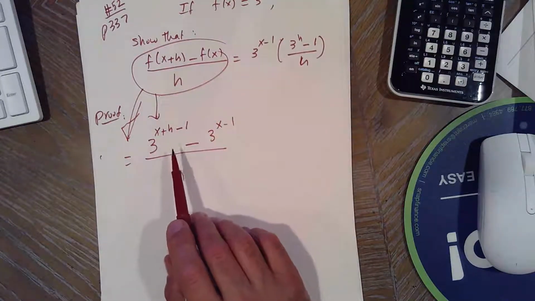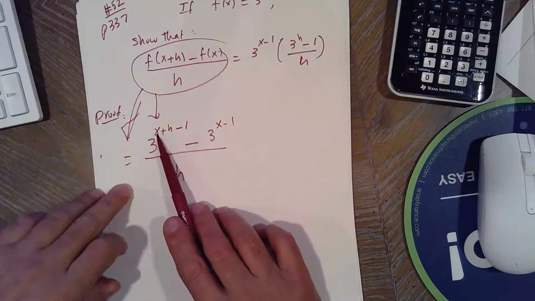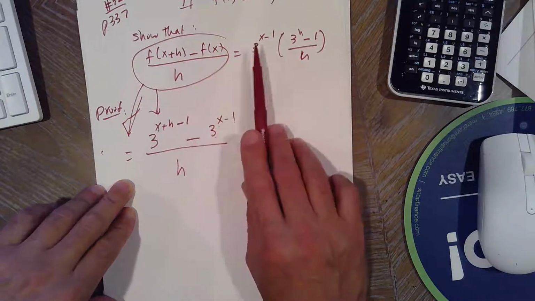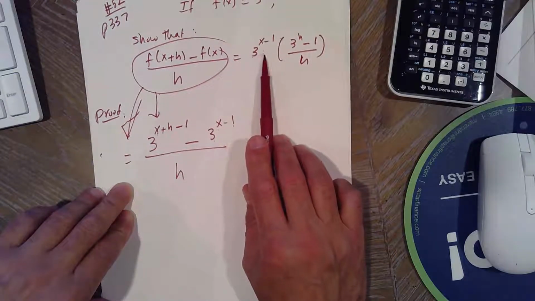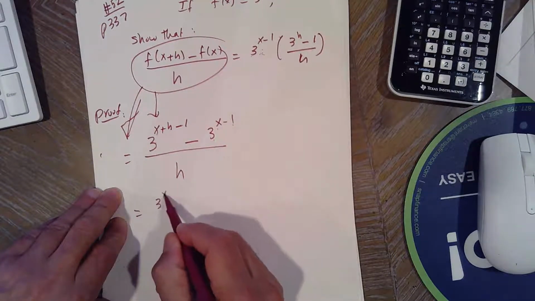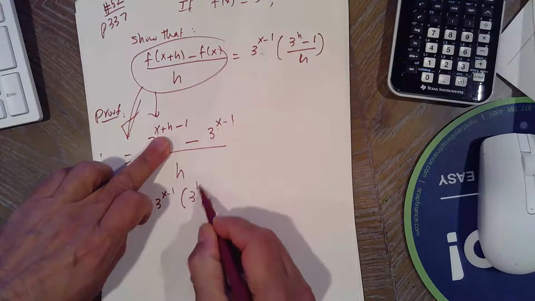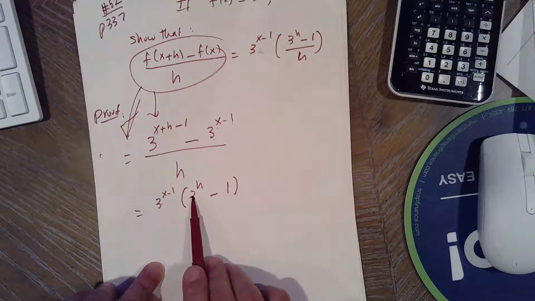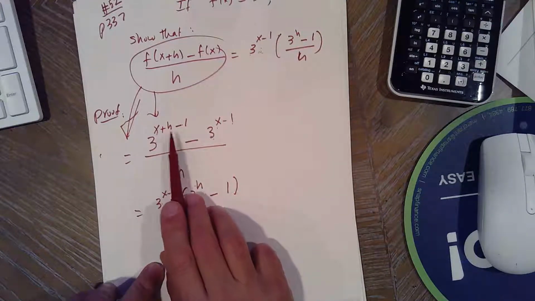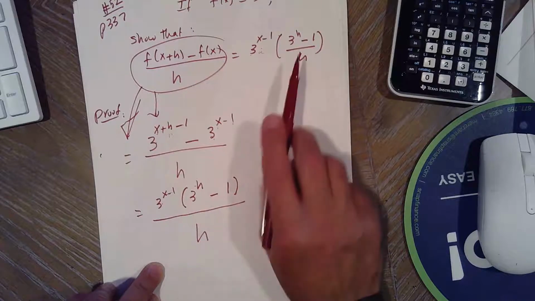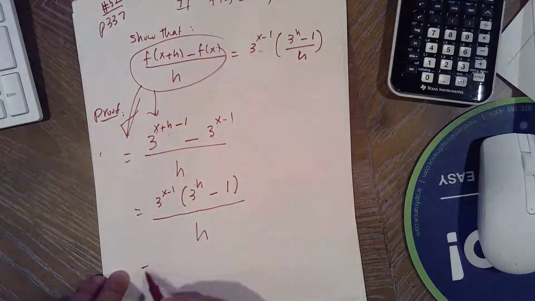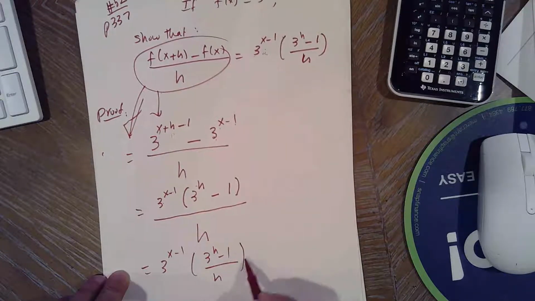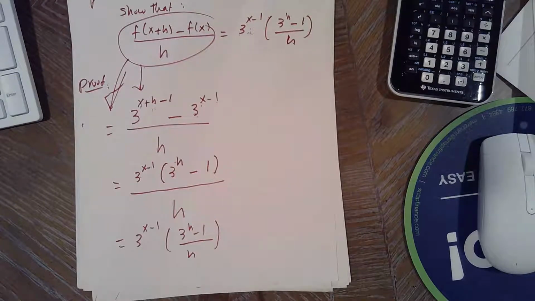So you can see that this has 3 to the x minus 1, this has 3 to the x minus 1. So if we factor the x minus 1 out, because I'm trying to simplify this, okay? So if I factor 3 to the x minus 1 out, then I would have 3 to the h minus 1, right? Because 3 to the x minus 1 times 3 to the h, you add up the exponents, you get this, all over h, which is exactly that. So you can write it as 3 to the x minus 1, times 3 to the h minus 1, over h. So it's a simple two-step solution.